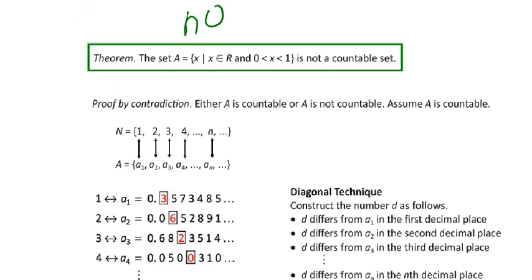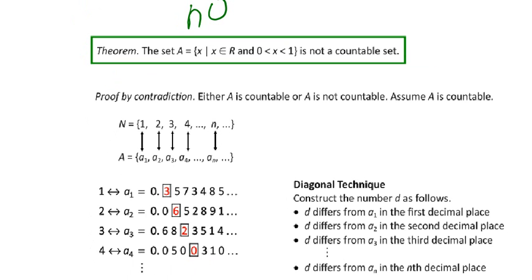So this theorem, the set A equals x such that x is a real number and it's between 0 and 1, is not a countable set because it's saying we're not going to be able to prove it. So they did a proof by contradiction, which just means you assume the opposite, and when you get to your proof, you actually contradicted yourself in the end. So this just kind of walks us through it.